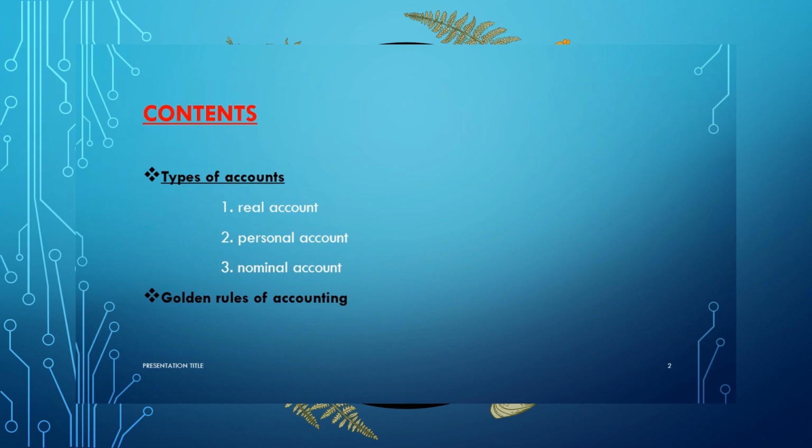According to the double entry system of bookkeeping, there are three types of accounts that help you to maintain an error free record of your journal entries. These three accounts are real account, personal account, and nominal account. Each account type has a rule to identify its debit and credit aspect called as the golden rules of accounting.